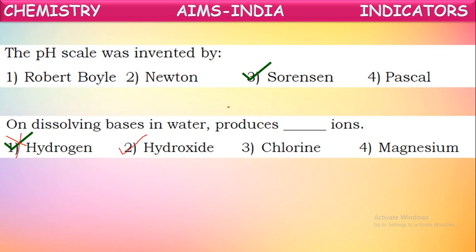For example, if you take sodium hydroxide, a base, and dissolve it into water, how will it split? It forms respective positive and negative ions. The positive ions are metal ions, Na plus ions, and the negative ions, OH minus ions, are called hydroxyl or hydroxide ions. So hydroxide ions are formed when bases are dissolved into water. Option 2 is correct.